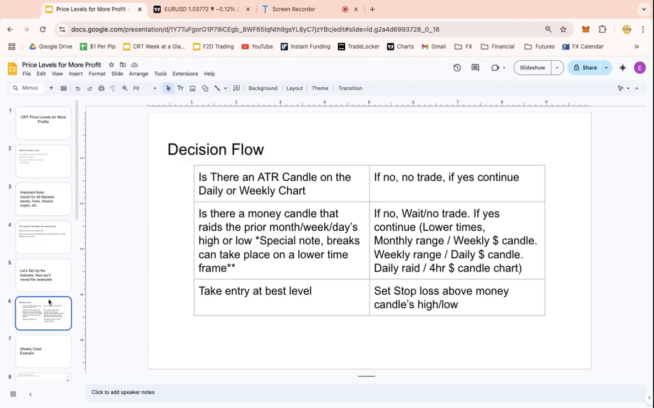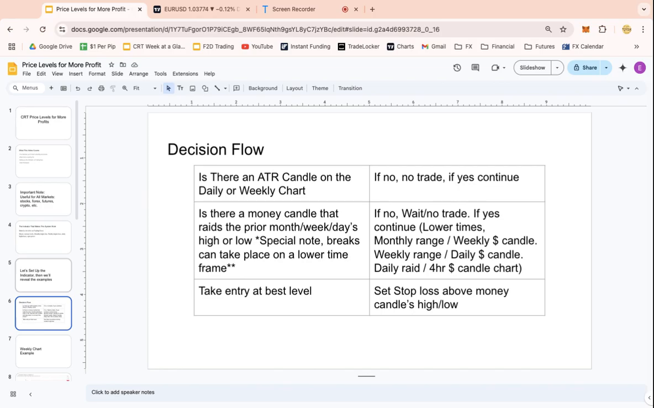So here is our decision flow. Okay, so what do we look for? We have these levels marked. So how do we look for trades to take based on the candle range theory? And if you don't know what the candle range theory is, you need to pause this video, take a look at the description for the video describing what is the candle range theory, and I'll break it all down for you.